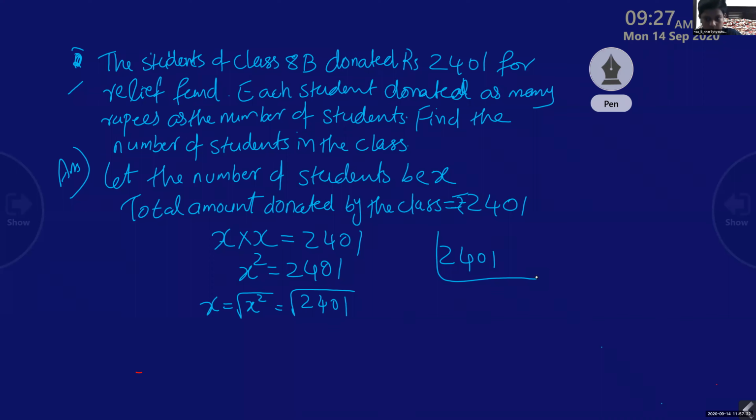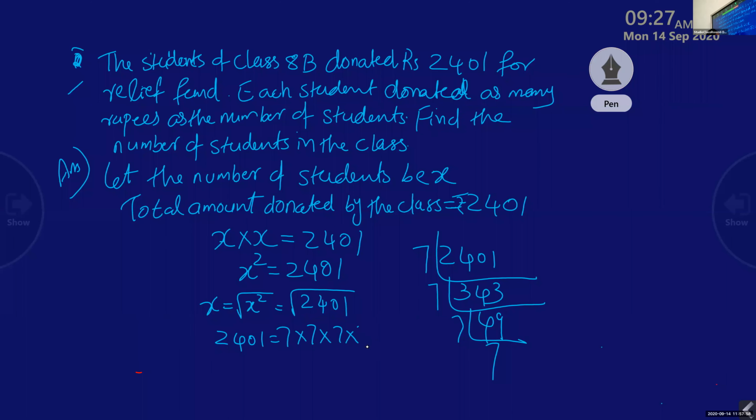Will 2 go in this? Which number will come first? 7. Good. 7, 343. Again 7, 49. 7, 7. So 2401 equals 7 into 7 into 7 into 7.